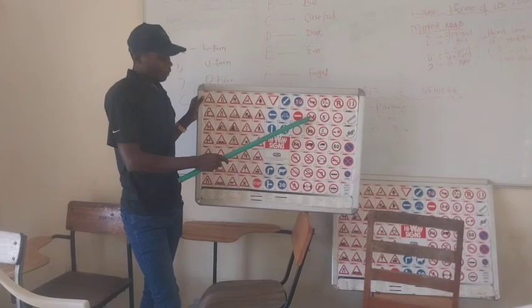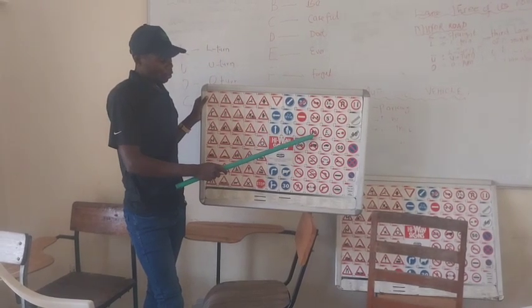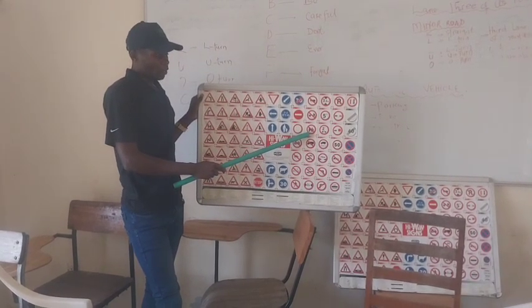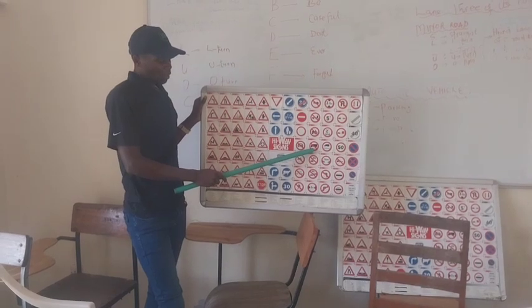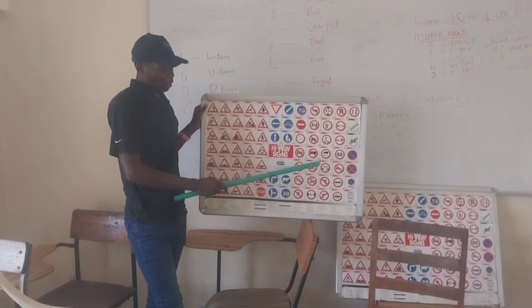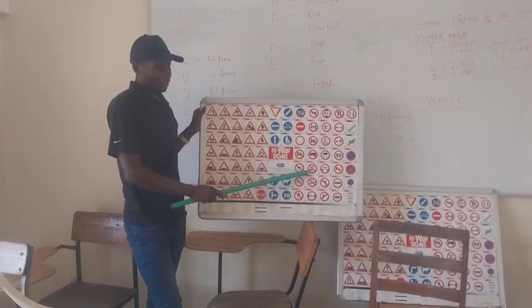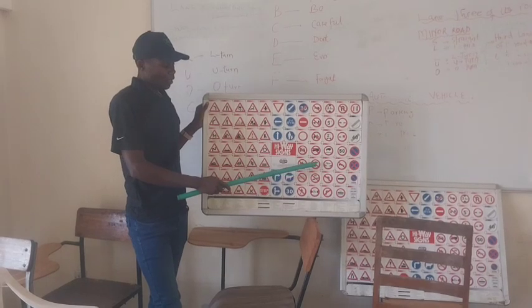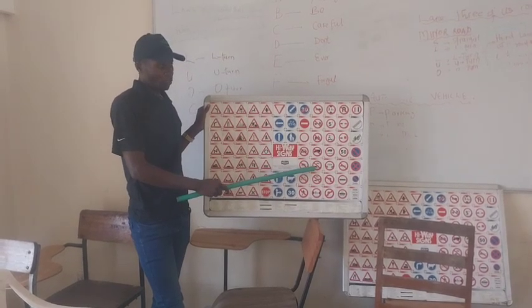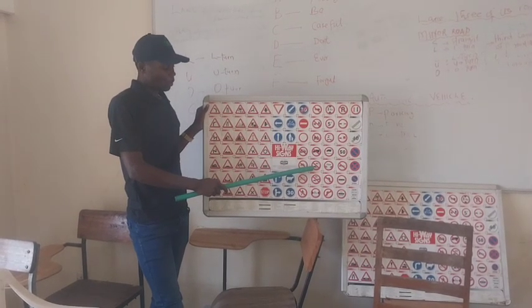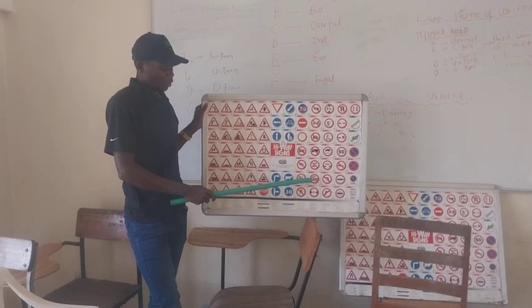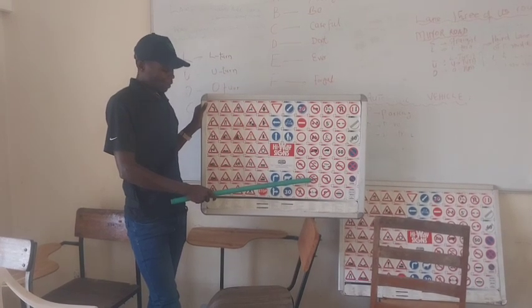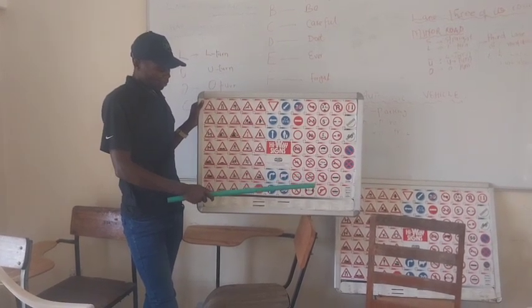No entry for handcart. No entry for farm machineries or tractors. No entry for heavy commercial vehicle. No entry for power-driven machine. Always where there's a vehicle and motorcycle, you have to talk of power-driven machine. Then no entry for both power-driven machine and animal drawn vehicle.